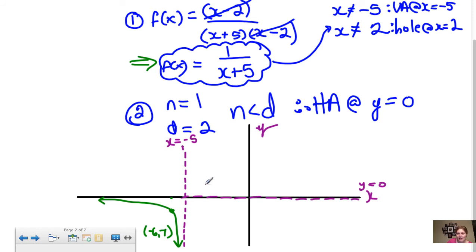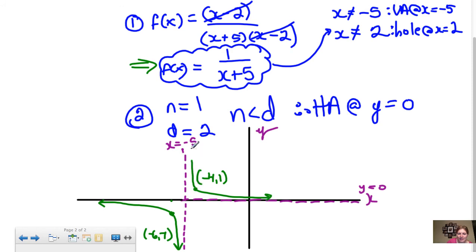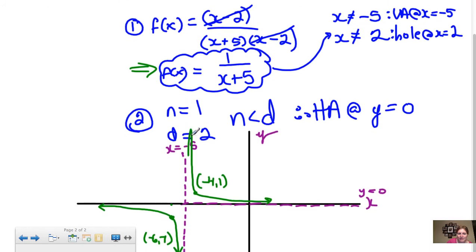Let's see what happens on the right-hand side of the fence. Let's see what's happening when x is equal to negative 4. When x is equal to negative 4, my function is going to be 1 over negative 4 plus 5. Negative 4 plus 5 is equal to 1, so my function is going to be up here at positive 1. So this is going to be at negative 4, positive 1. And again, my function is going to hug this asymptote, and it's going to hug this asymptote. Oops, it went crazy. And it's going to hug that asymptote as well. And this is a graph of my function.